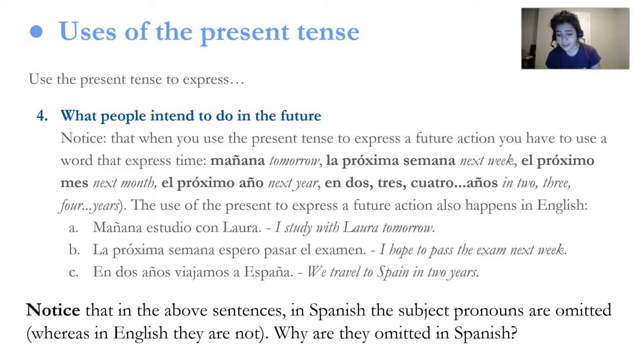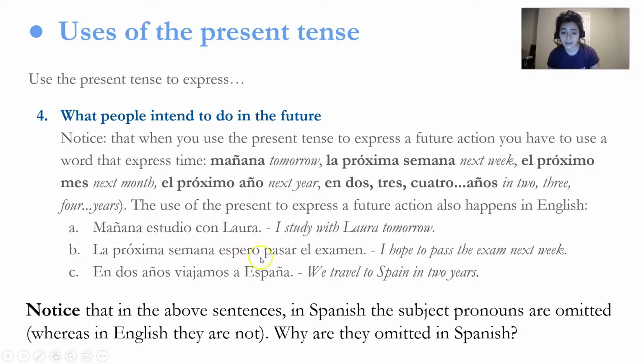Notice that in the above sentences in Spanish, the subject pronouns are omitted, whereas in English they are not. Why are they omitted in Spanish? So here you can see, mañana estudio con Laura. It doesn't say mañana yo estudio con Laura, whereas in English the subject pronouns are always used.